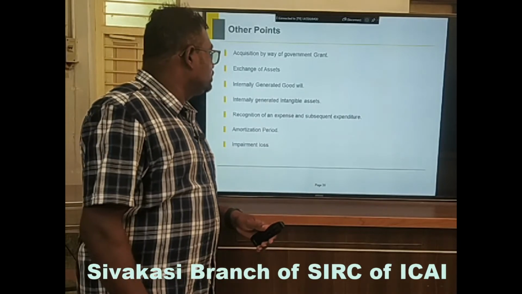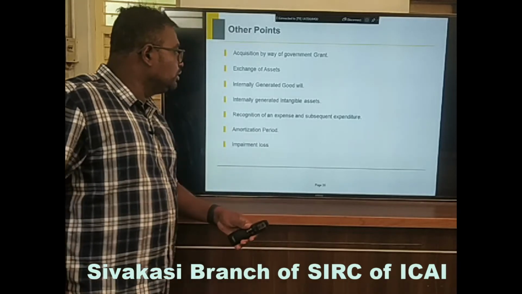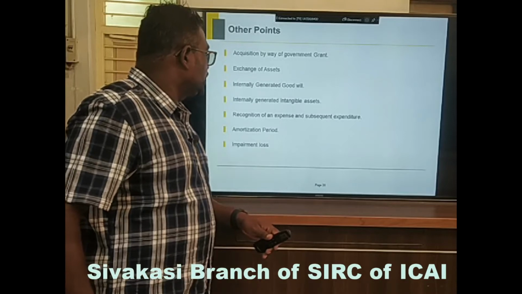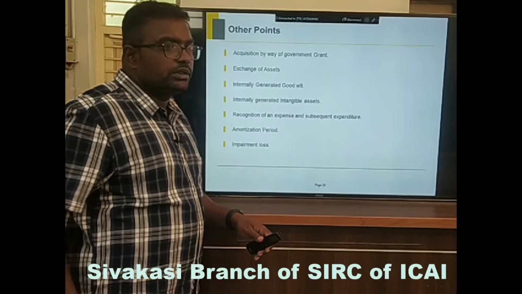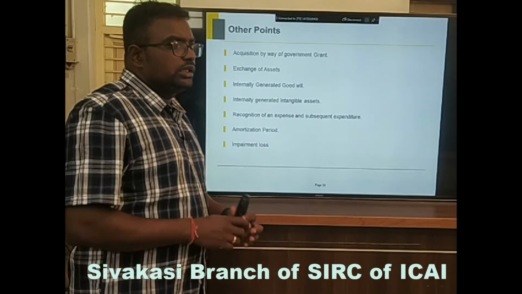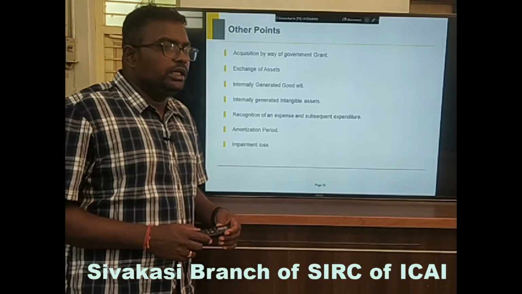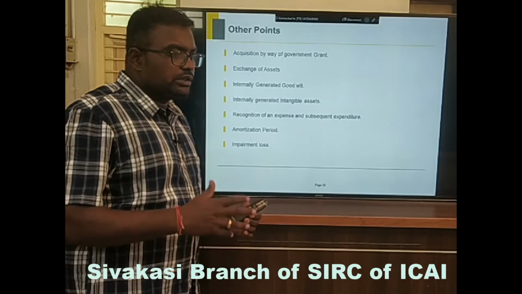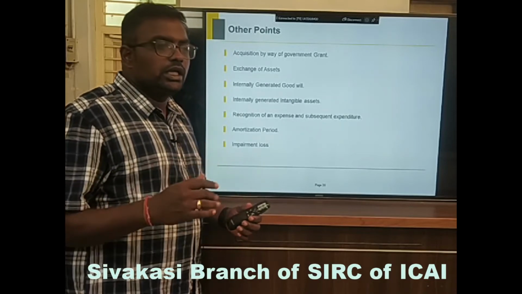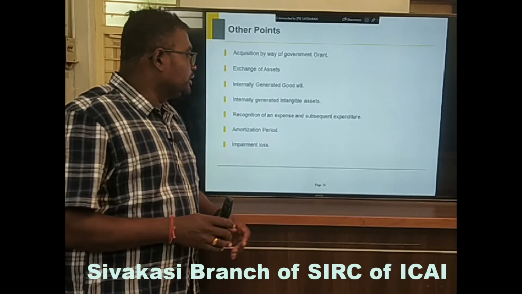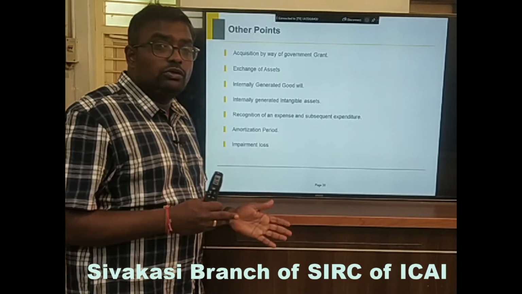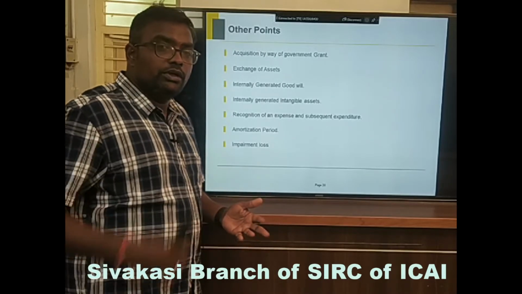Internally generated goodwill normally you should not recognize. Again, for internally generated intangible assets, the standard deals in a little detail. They classify internally generated intangible assets into two phases: research and development phase.